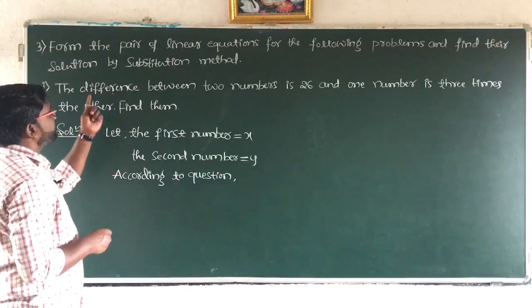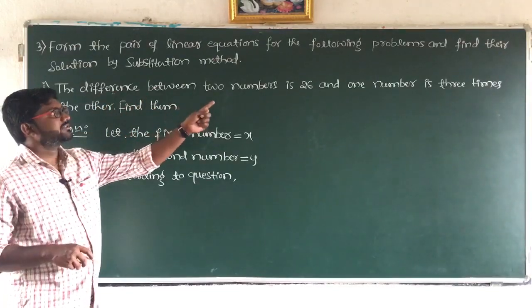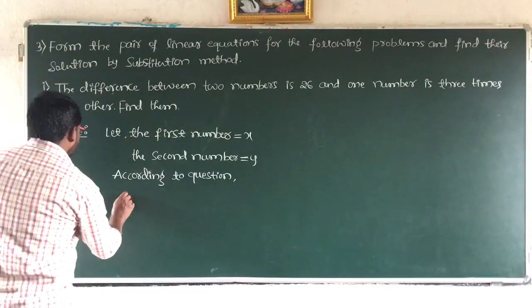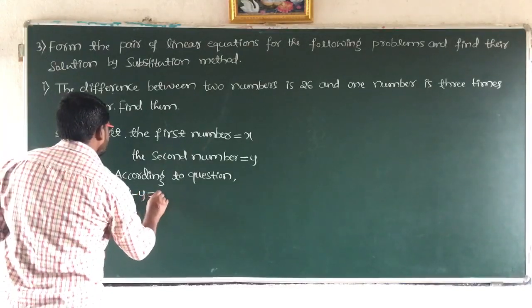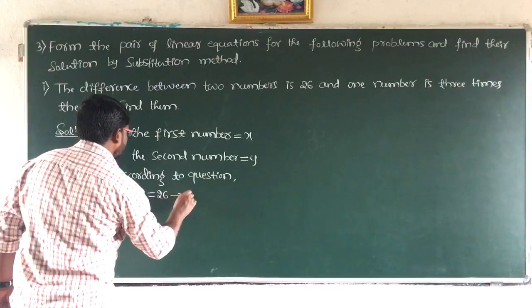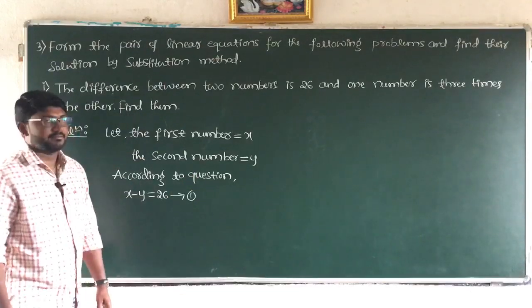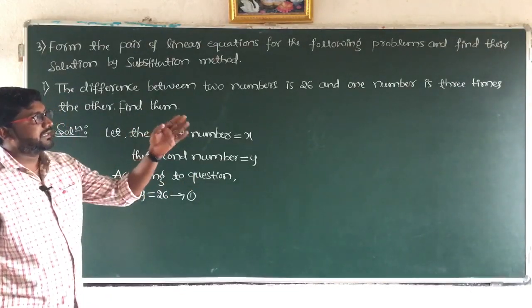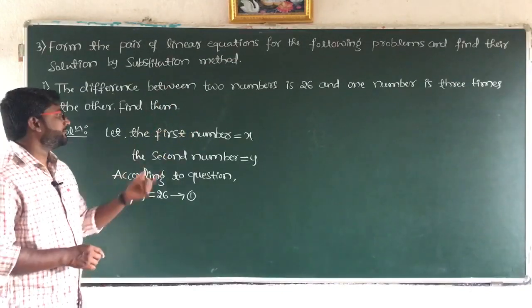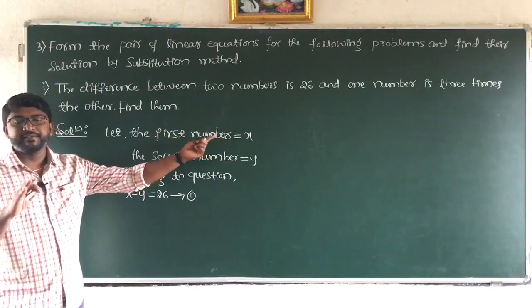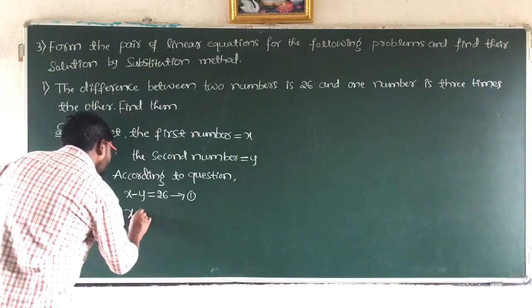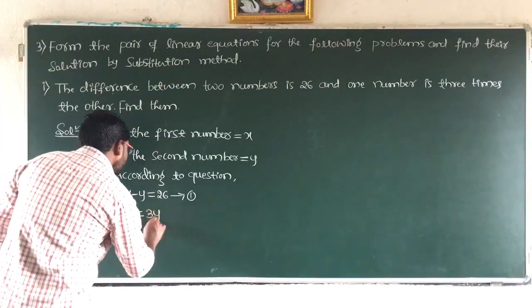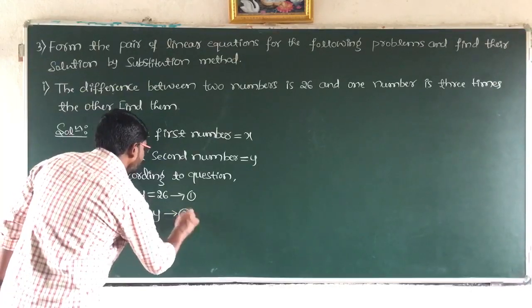the difference between the two numbers is 26. That means x minus y equals 26. I call this equation number 1. Then one number is 3 times the other number. One number means it is x. x is 3 times the other number. So x equals 3y. I call this equation number 2.